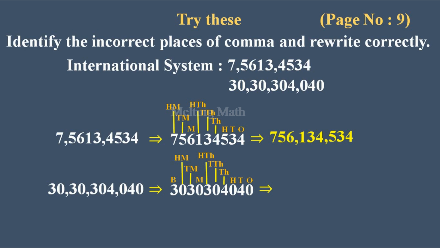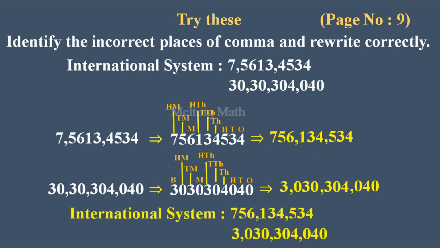Okay, so here the ones, tens, hundreds come under the ones period, so put a comma after these 3 digits. Next, 1000, 10,000, 100,000 come under the thousands period, so put a comma after these 3 digits. Next, million, 10 million, 100 million come under the million period, so put a comma after these 3 digits. Next, billion is there, so that's it. So this is the correct placement of commas according to the international system place value.